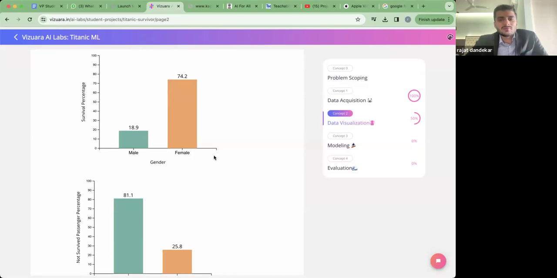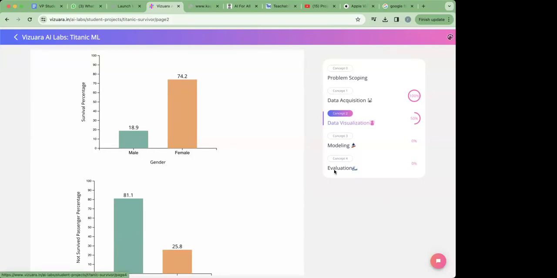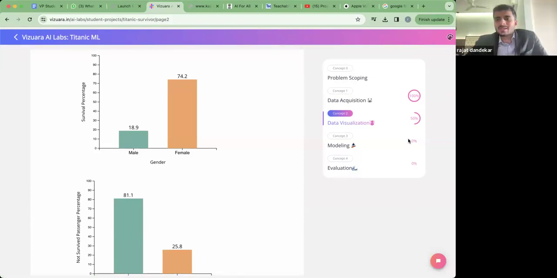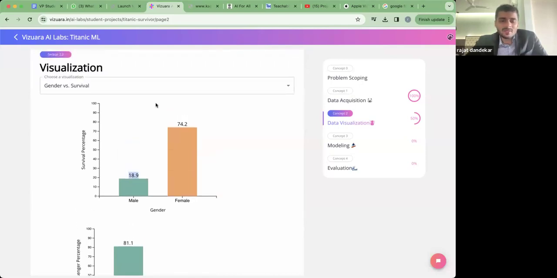On the x-axis, we have gender, and on the y-axis, we have survival percentage. There are more chances of females to survive. Yes, that is exactly correct. Females have a 74% chance of survival as compared to males, which have only an 18% chance of survival. So females were given a lot of preference in the Titanic disaster.